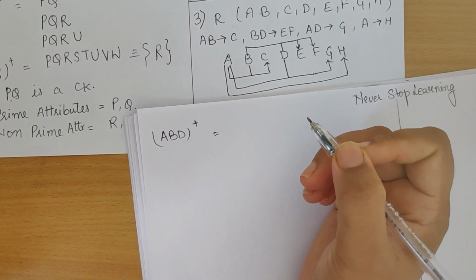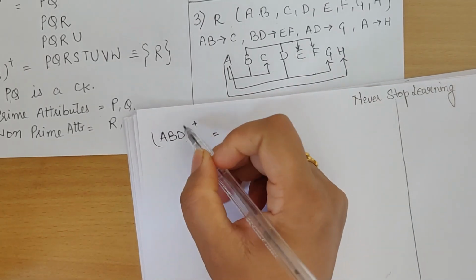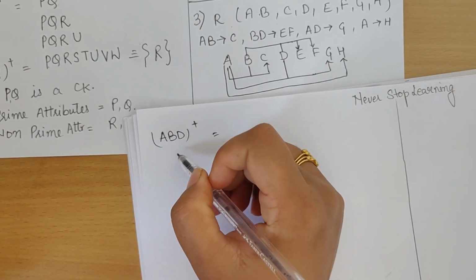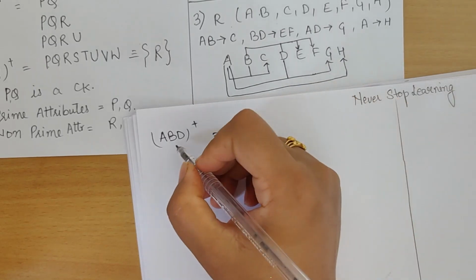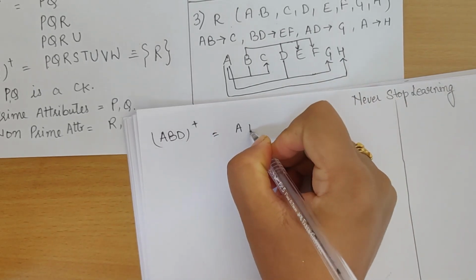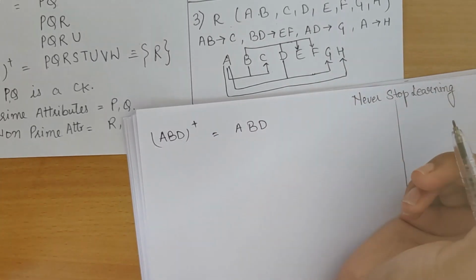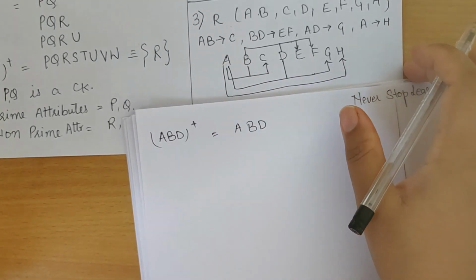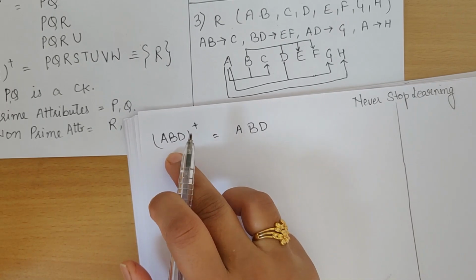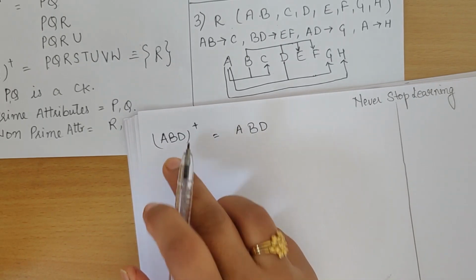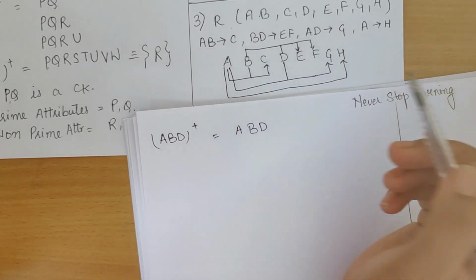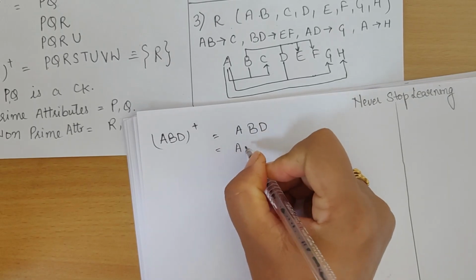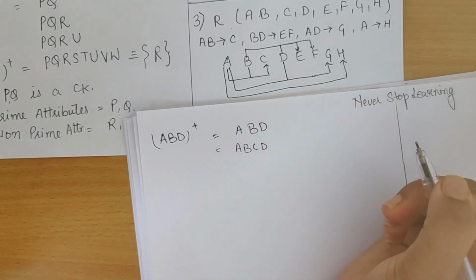So closure, how to find out closure? The first rule is, for the attribute whose closure you are computing, directly write the elements which are present in the attribute. So we are writing ABD. Then those attributes which are functionally dependent on these attributes, repetitively you have to write that. Now AB determines C, so I can write A, B, C, D.